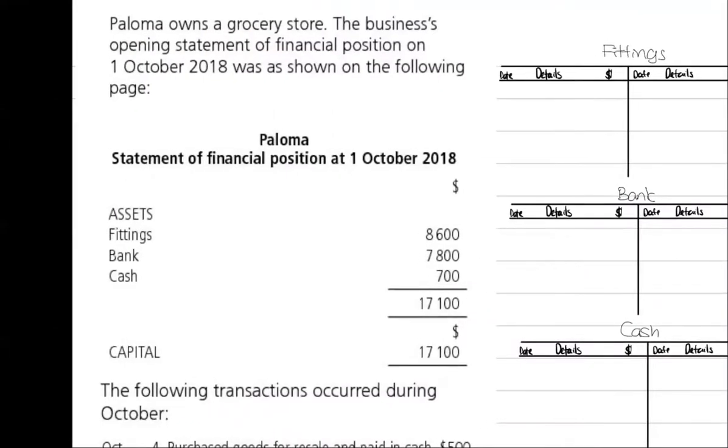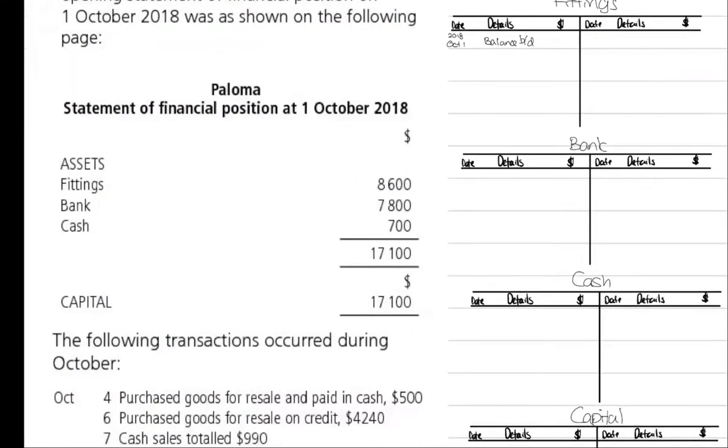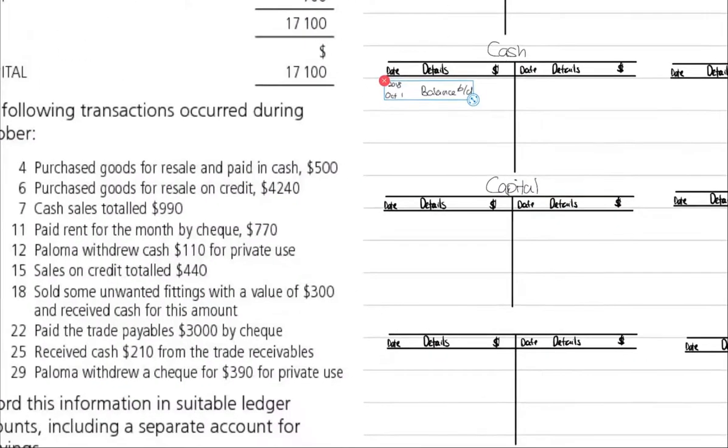The date will be 2018 October 1st. Balance brought down. So we just need to extend. 2018 October 1st. Balance brought down. And then cash here. Capital here.